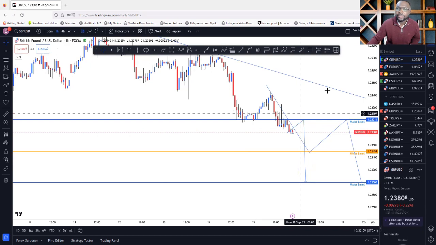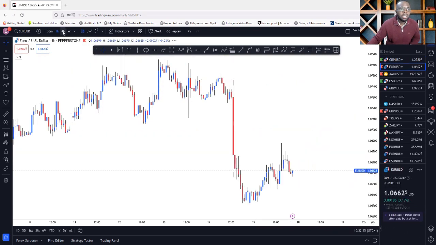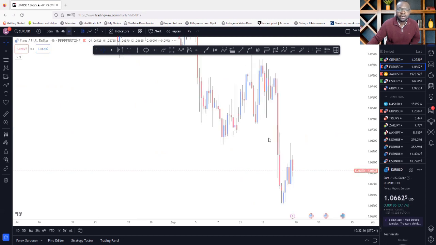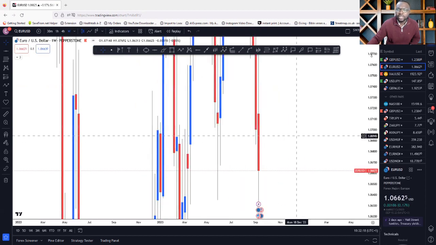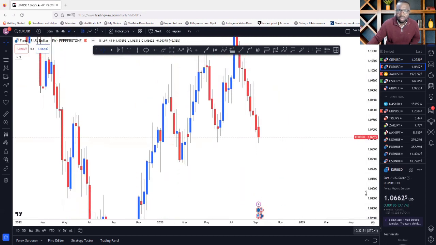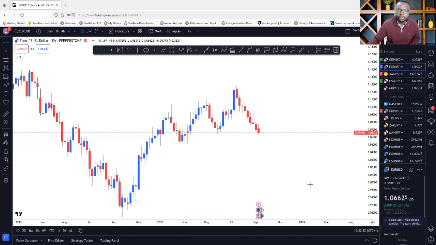Now, Euro USD, according to what I'm looking at on the weekly time frame, is extremely bullish. I mean, bearish, sorry. Euro USD is extremely bearish in the market. So the question is, where is Euro USD going? Where is the trend of this Euro USD?